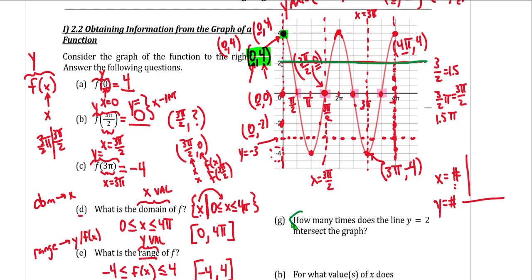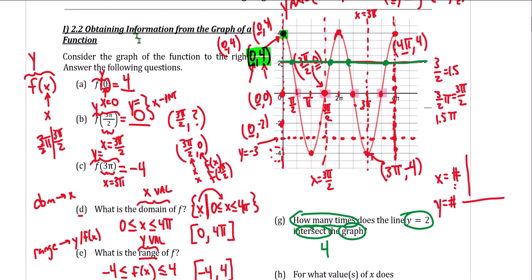This question says, how many times does y equals 2 intersect the graph? It intersects the graph once, twice, thrice, quadrice. That's not a word, I'm just kidding. Maybe it is a word, I don't know. That's 4 times. 1, 2, 3, 4 times. The answer to this question is 4. The graph of our function here intersects that line y equals 2 at 4 different points, 4 times.